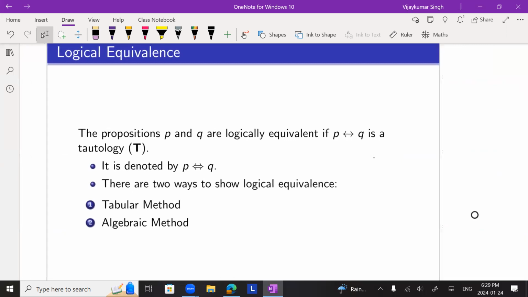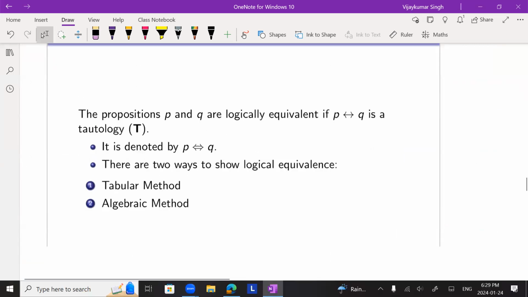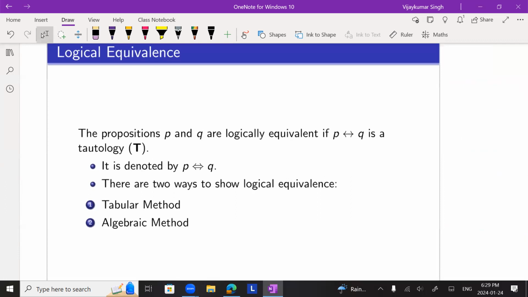Now, let's talk about logical equivalence of two statements. Two statements are logically equivalent if their truth tables look exactly the same. Or two statements P and Q are logically equivalent if P implies Q and Q implies P, by the biconditional. I'm reading this as: P if and only if Q is a tautology.